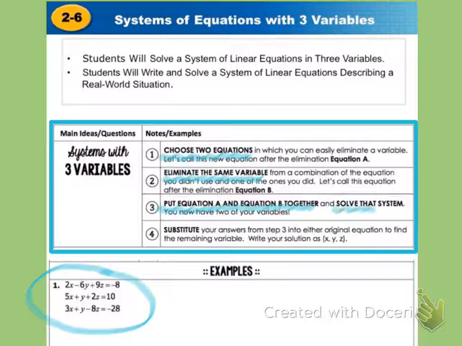Once we solve that system, we'll have those two variables, say x and y, for instance. Then we can turn around and substitute those into one of the original equations and find that third variable that's remaining. So let's go ahead and take a look at this first example and put these steps into practice.